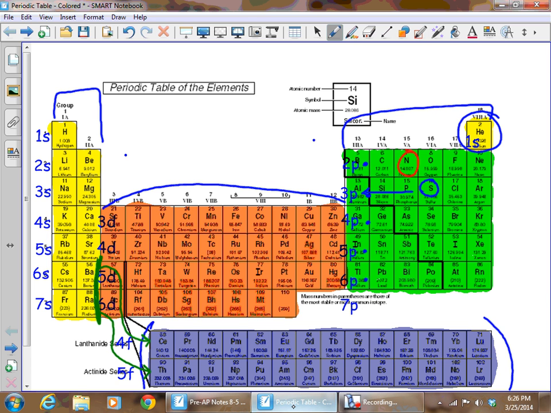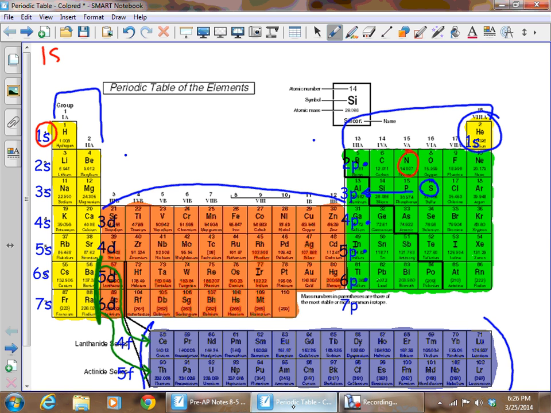Because when we get to there, we're going to notice that these bottom two rows actually fit up into the main body of the periodic table. They simply move this section down so the whole thing fits onto a single page without being too small, too skinny to read. So reading from left to right, we see that the first thing we come to is a 1s.